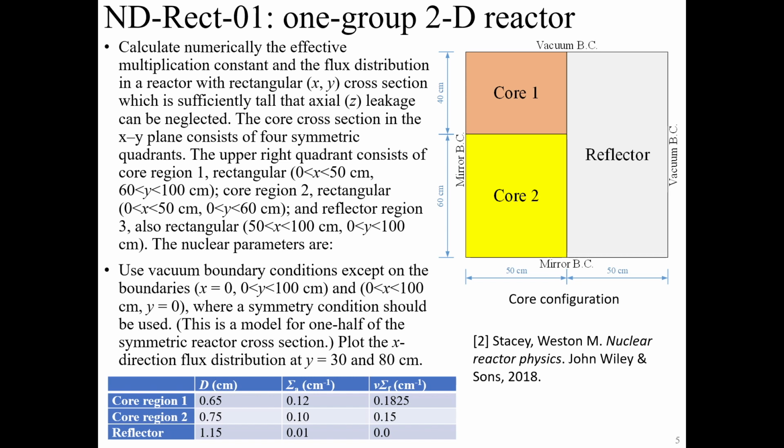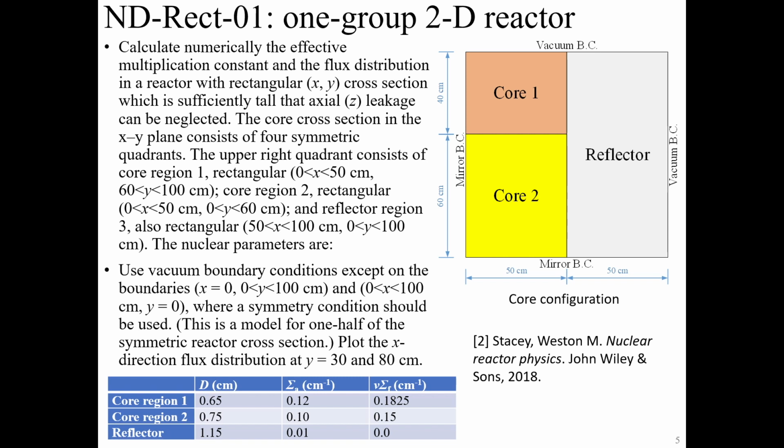So the problem is to calculate numerically the effective multiplication constant, that is the k, and the flux distribution, that is our phi, in a reactor with rectangular cross-section, which is sufficiently tall that axial leakage can be neglected. So it means that this is a 2D problem because Z is infinitely long, where the reactor is extremely tall.